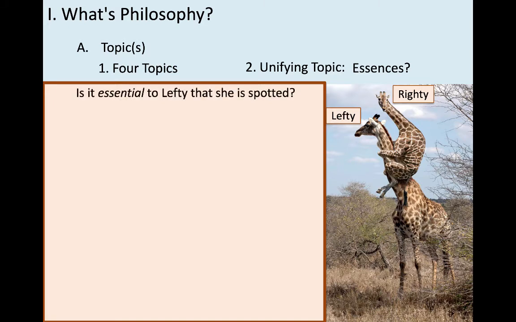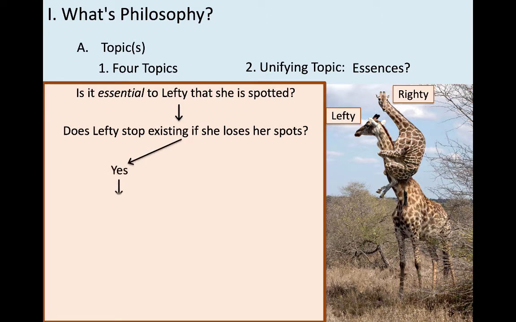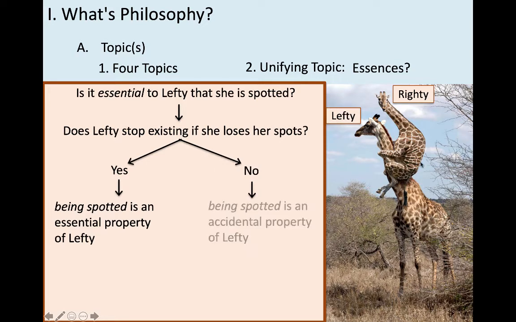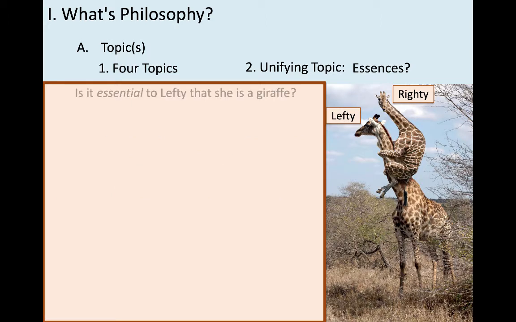Okay. How about this? Is it essential to Lefty that she is spotted? Well, if you want to answer that question, you ask this one. Does Lefty stop existing if she loses her spots? If you think that if she were to lose her spots, she would no longer be Lefty, that is, if this animal were to lose its spots, it would cease to be Lefty, then being spotted is an essential property of Lefty. But if you think that this animal would continue to be Lefty, then being spotted is not an essential property of Lefty. It's an accidental property.